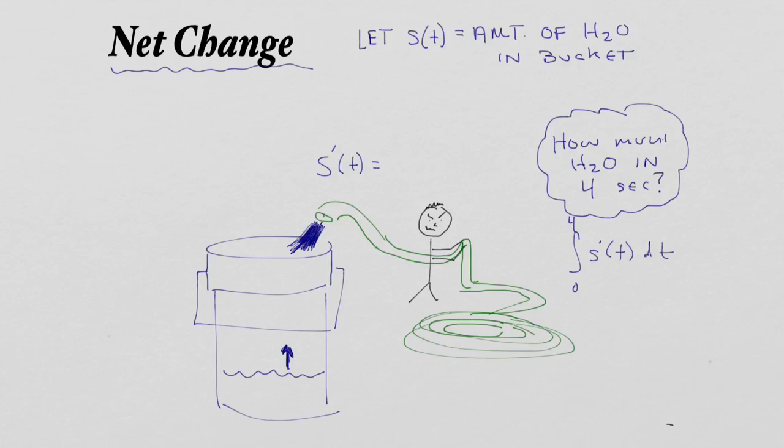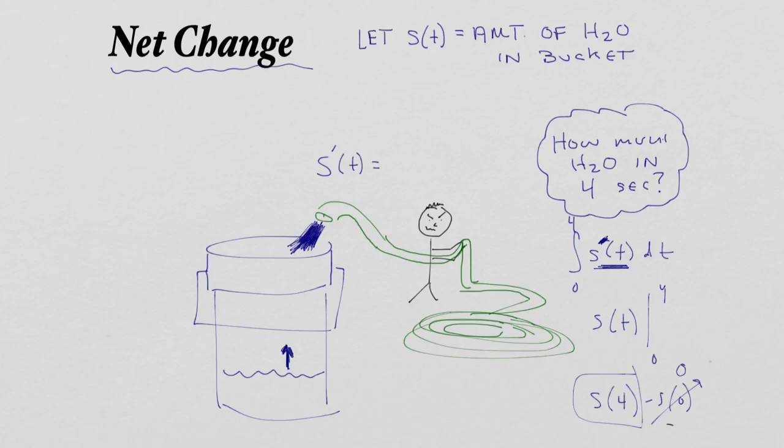If I add up all of my rates of change in between 0 and 4, I'm going to be left with the antiderivative of S prime of t, which is S of t, between 0 and 4. And depending on what my function was, I would have S of 4 minus S of 0, and assuming that there was 0 water in the bucket at time 0, I would be left with an answer of just S of 4.